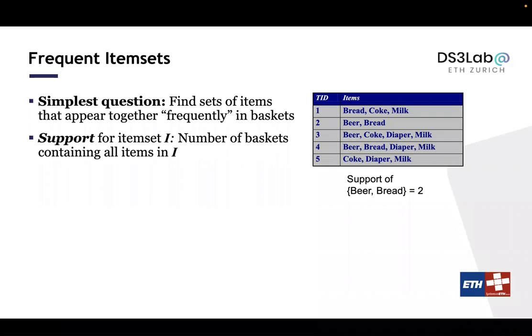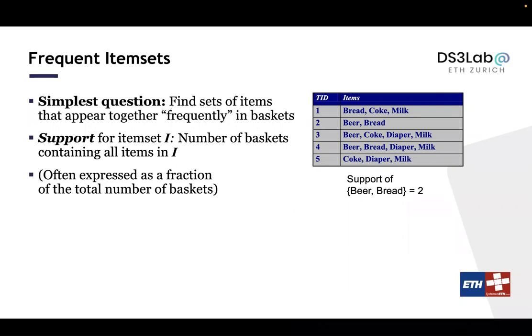And to do that, we can define the notion of support of item set I, right? So here I is a collection or set of items. Essentially that can be simply defined by the number of baskets or transactions containing all the items in the item set I. So often it's expressed as a fraction over the total number of transactions, right? For example, like 1% of transactions contain this item set. Sometimes when you say support, we mean the number of tuples. Sometimes in practice, we mean the fraction.